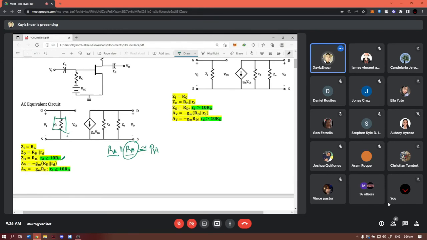So kaya ito siya. Then for ating voltage gain is negative GM multiplied by rd multiplied parallel with RD, or kung condition ulit, tandaan nyo, kapag yung rd is greater than or equal to sa 10 times ng drain resistance, you can just simply use the formula negative GM multiplied by RD.